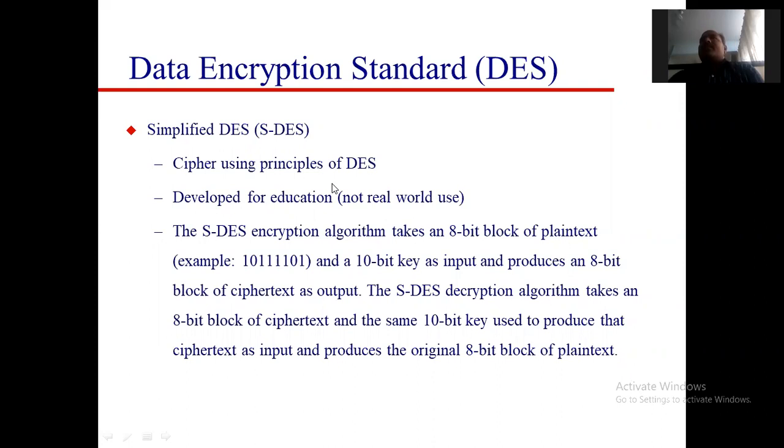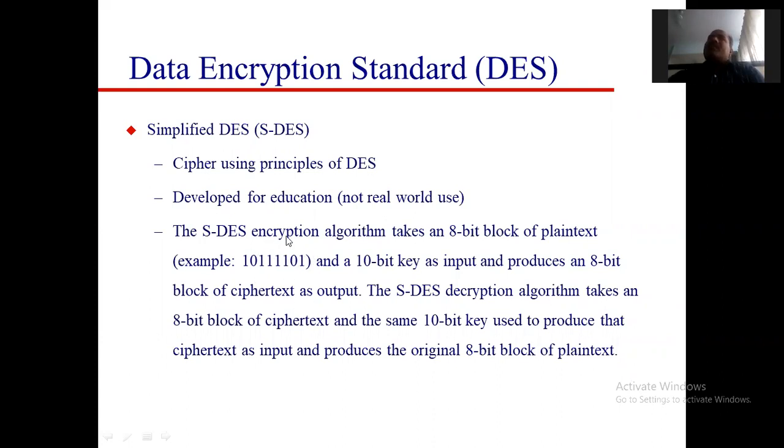The SDES encryption algorithm takes an 8-bit block of plain text. So I told you that it is a block cipher. Here, the SDES encryption algorithm is going to accept an 8-bit block of plain text, meaning the bits are a 0 and 1 combination, so binary data. For example, 8-bit plain text means 10111101. So how many total are there? 1, 2, 3, 4, 5, 6, 7, 8. So a total of 8 bits, and you can say this is one block here.